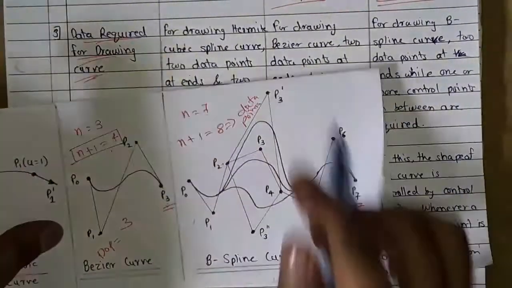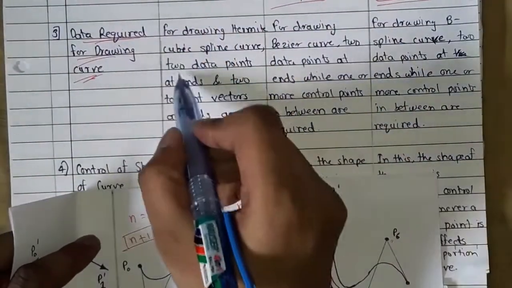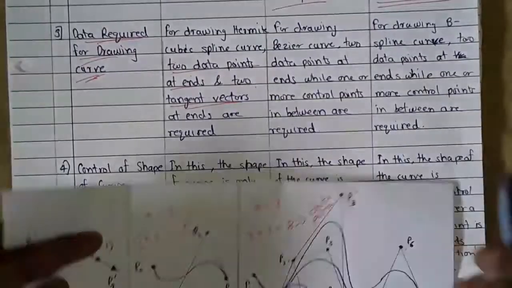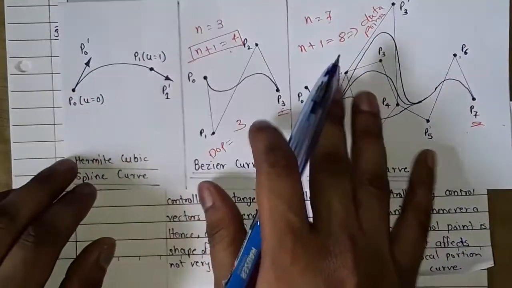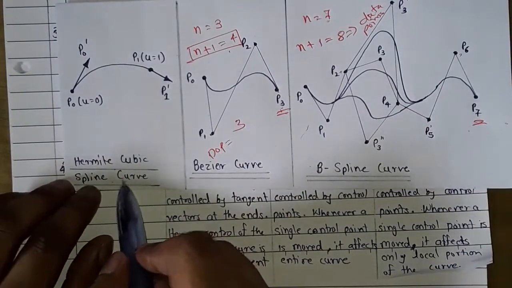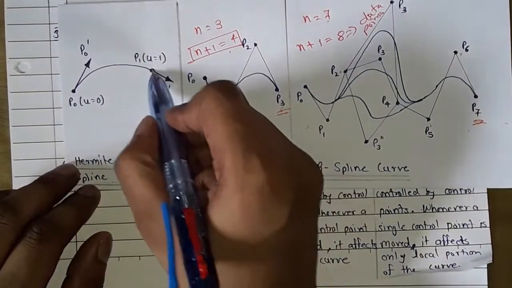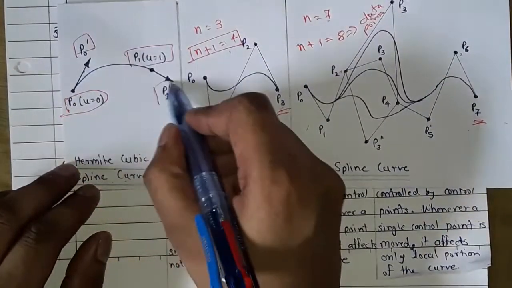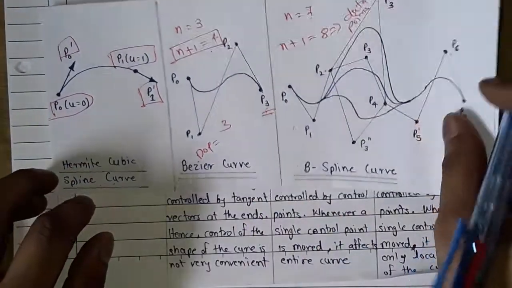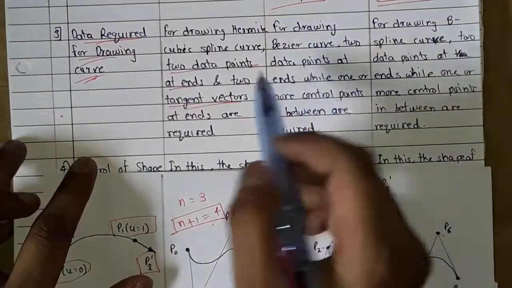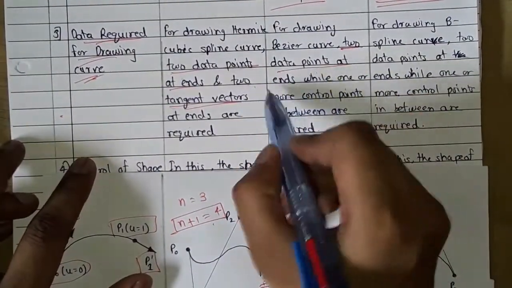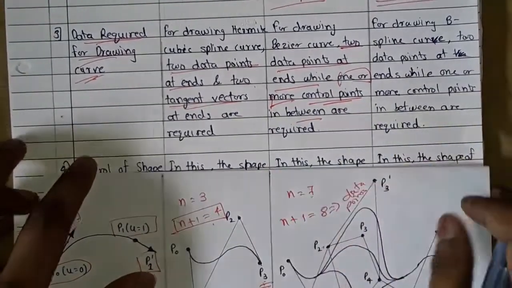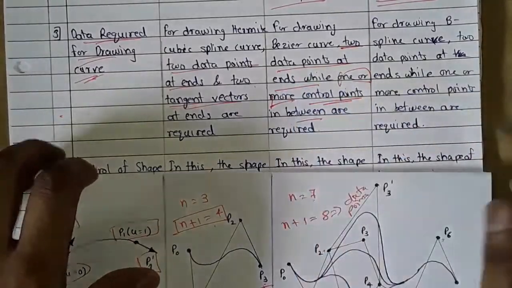In Hermite cubic spline curve we require 2 data points at the ends and 2 tangent vectors at the ends. As we can see, this is the Hermite cubic spline curve. Here we require these 2 end data points and these 2 tangents to draw it. And for Bezier curve we require 2 data points at the ends and 1 or more control points between the 2 end points.